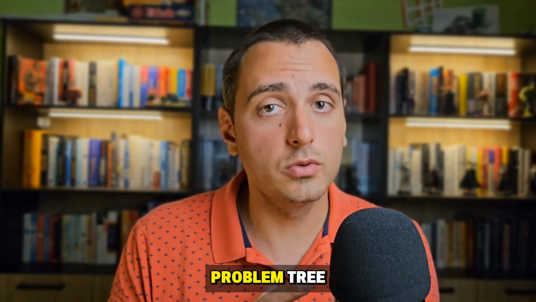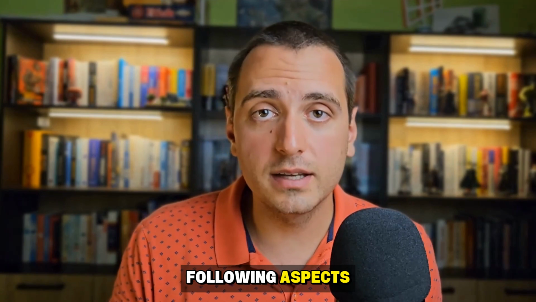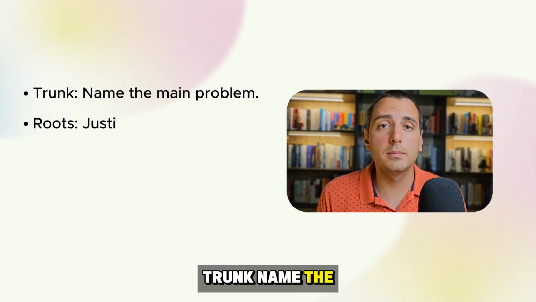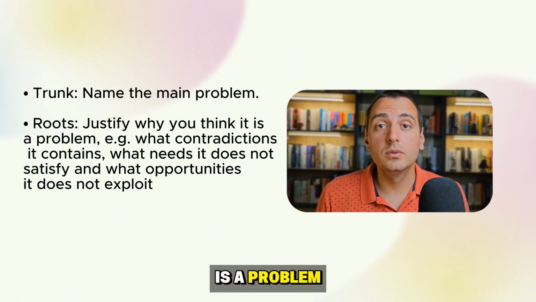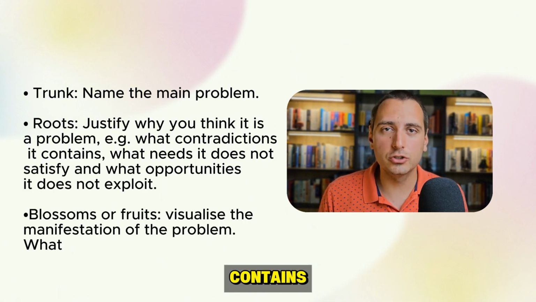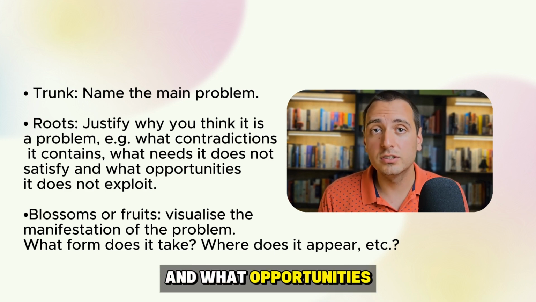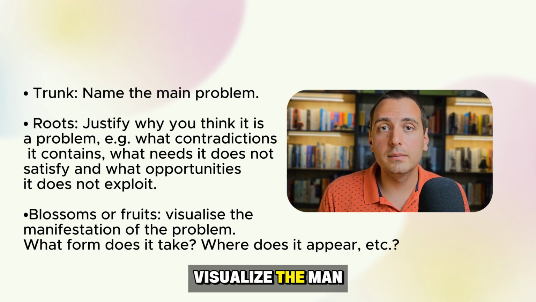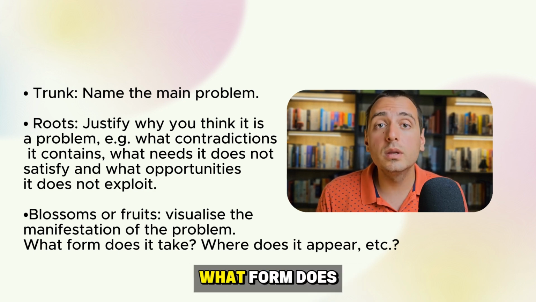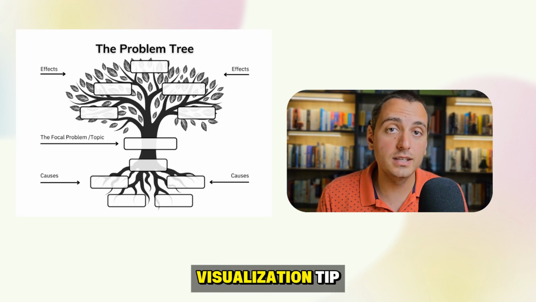When creating your problem tree, make sure that it reflects the following aspects. Trunk: name the main problem. Roots: justify why you think it is a problem, what contradictions it contains, what needs it does not satisfy, and what opportunities it does not exploit. Blossoms or fruits: visualize the manifestation of the problem. What form does it take? Where does it appear? Here is the visualization.